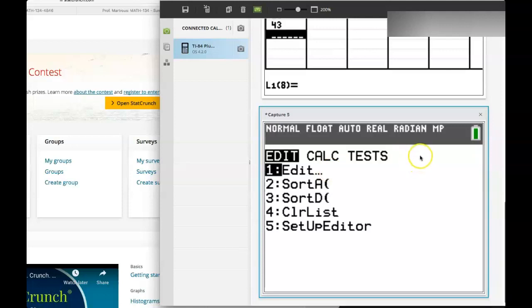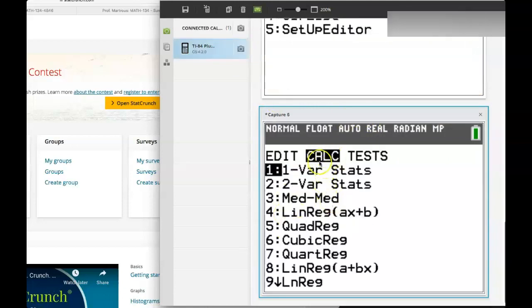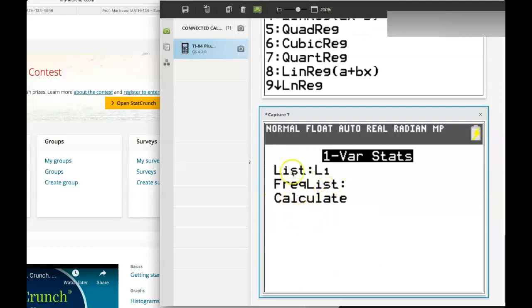So move to the right. We have this. So I'm not choosing that one. Instead, we're choosing that one, and you should have number 1 there. Press enter. You're going to see this. Here our list is L1 because we only have one column. And that is frequency, so here's how many times we have for each value. So our data is L1. Press enter, enter, again enter.